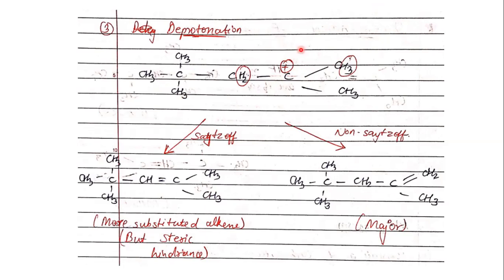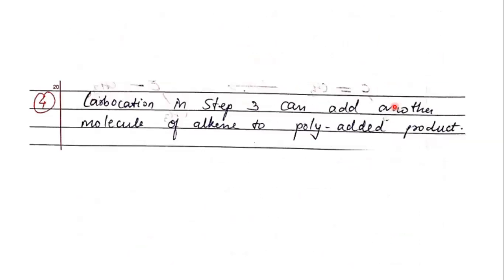The CH2 will come and attack here. So again, there will be another big group attached here. So that entire molecule will also develop a partial positive charge. So another alkene can come and attack here. So this reaction can keep on going, forming a poly-substituted long chain, dimer, tetramer, polymer kind of reaction. So this is your dimerization of alkenes.